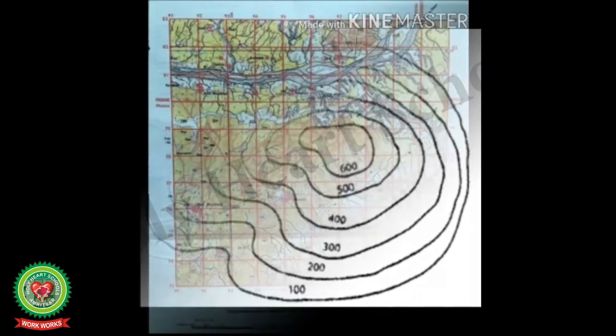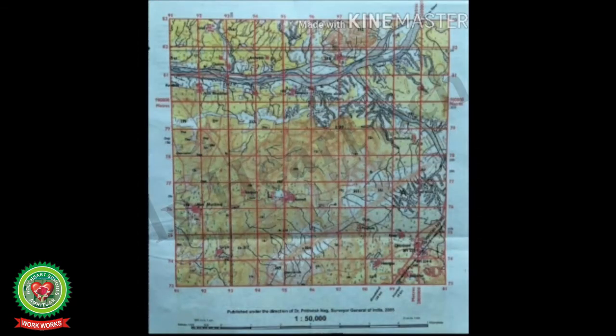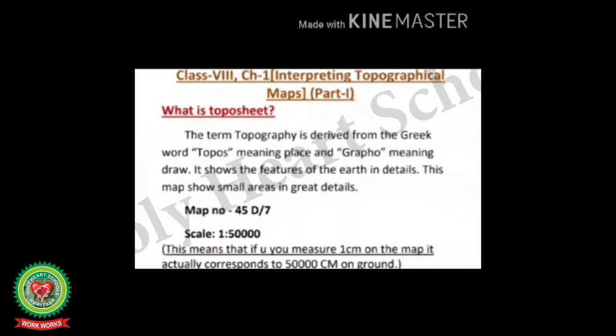Students, the present topo sheet number 45D7 is an educational sheet with arbitrary grid references on the scale of 1:50,000. What is the meaning of arbitrary grids? When grids of the maps are drawn on random data, they are called arbitrary grids. What do you mean by 1:50,000? This means that if you measure 1 centimeter on the map, it actually corresponds to 50,000 centimeters on the ground.